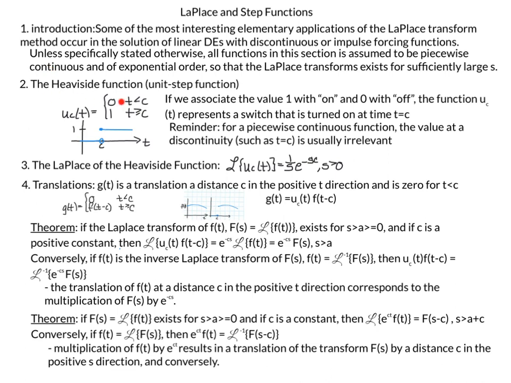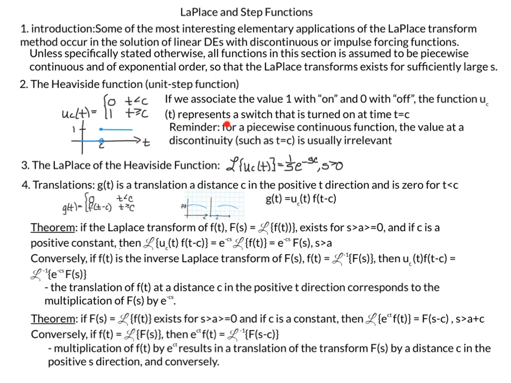We are going to start with the Heaviside function, also known as the unit step function, and it's associated with t greater than 0. When t is less than c, our unit step function will be equal to 0, and once we hit c, our unit step function will be equal to 1. We can think of that as associating 1 with the value of on and 0 with the value of off. Then our Heaviside function represents a switch that is turned on at time t equals c. Here it's off, and then here it's on.